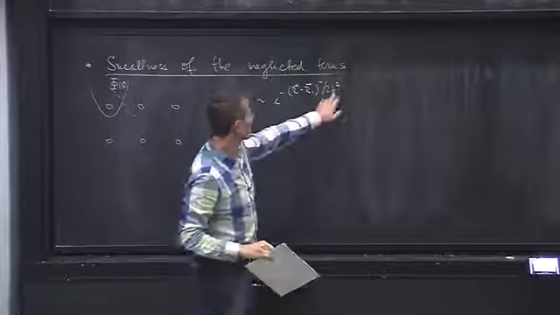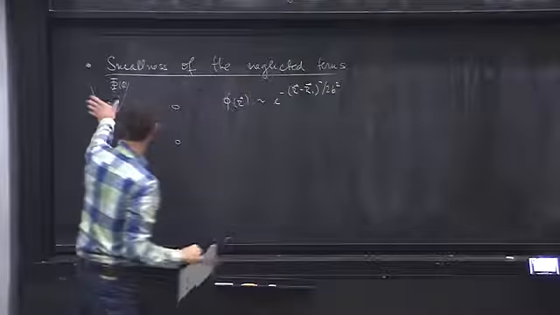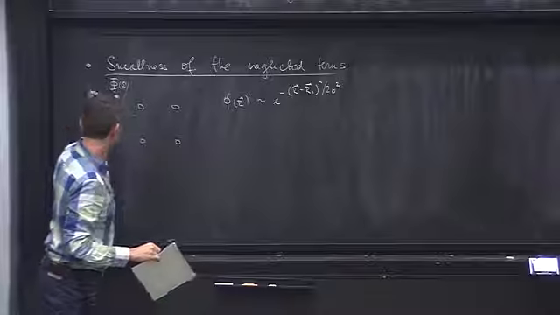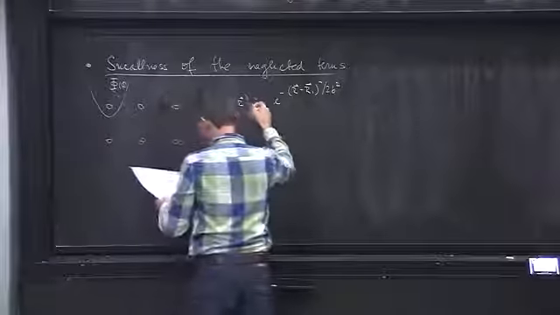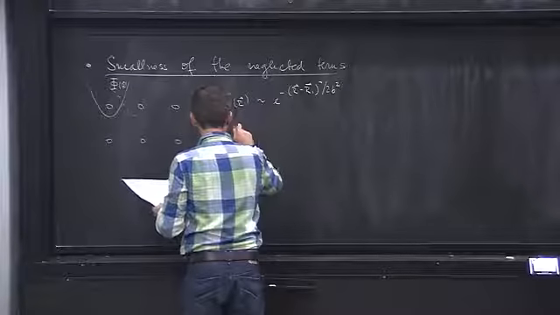Where I introduce some parameter b, which is just the typical width of this wave function, and just recalling the physics of the harmonic oscillator.